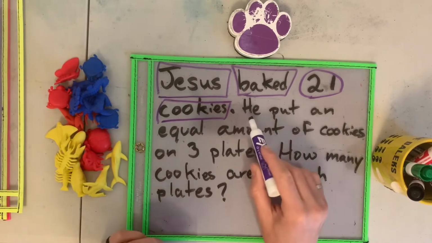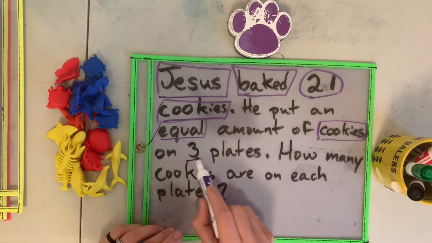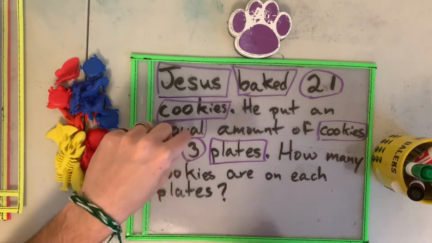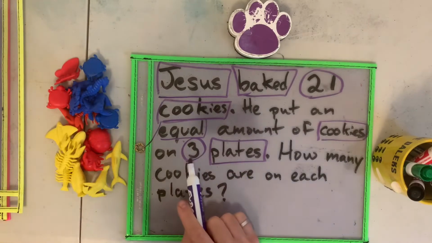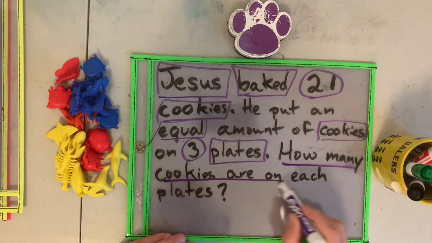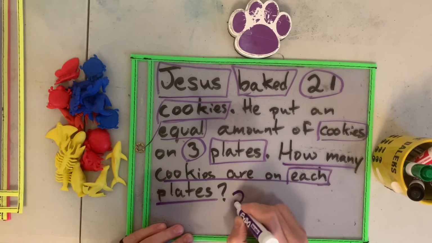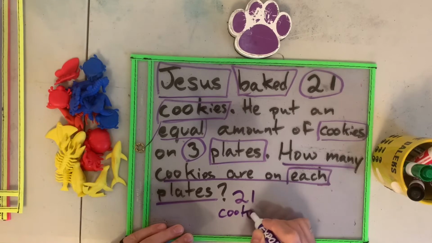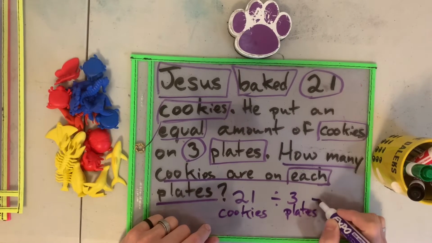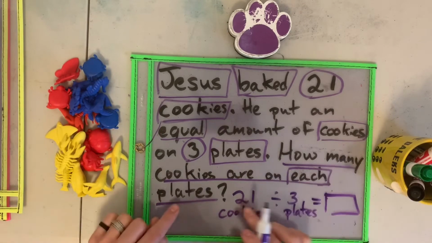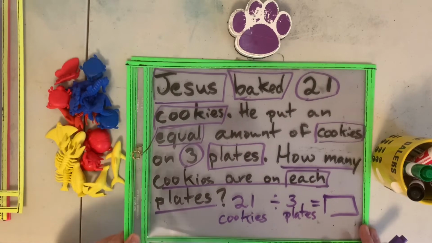cookies. Muchas galletas. He put an equal, look at this word, equal amount of cookies on 3 plates. Así que puso una cantidad igual de galletas en 3 platos. So he had 21 cookies and he shared them on 3 plates. How many cookies are on each plate? ¿Cuántas galletas hay en cada plato? So we have 21 cookies divided into 3 plates. So the question is, how many cookies are on each plate? Let's solve this number sentence.